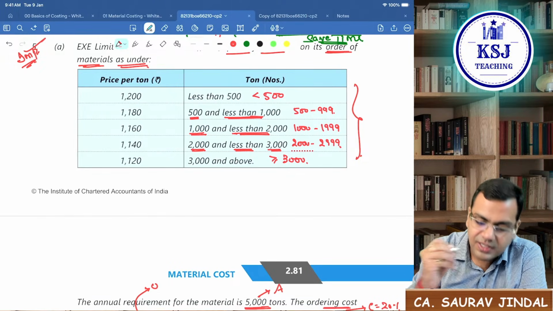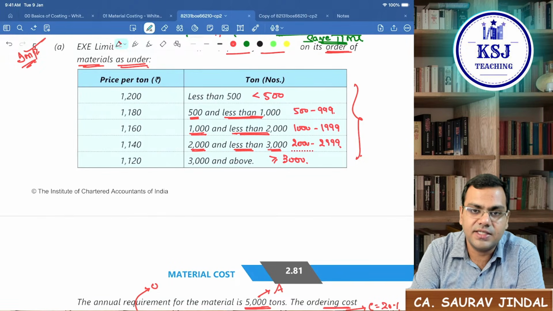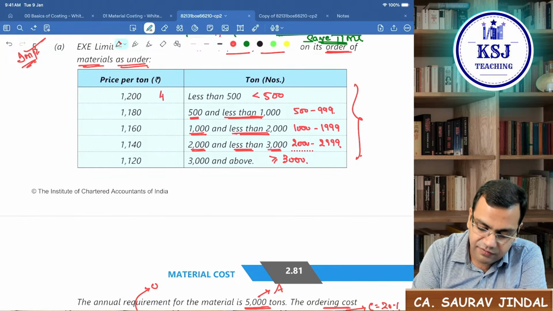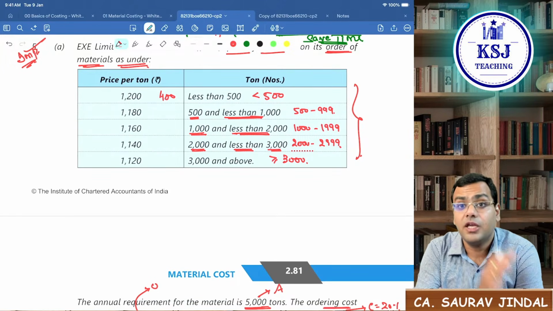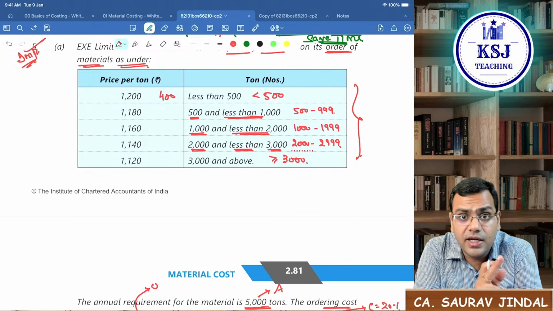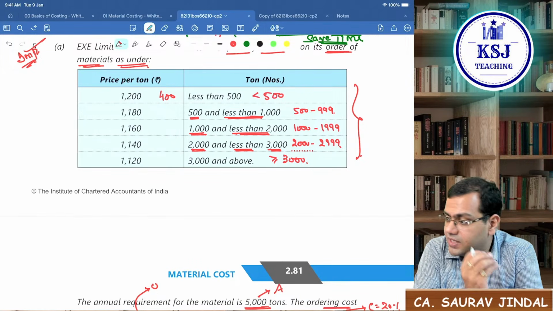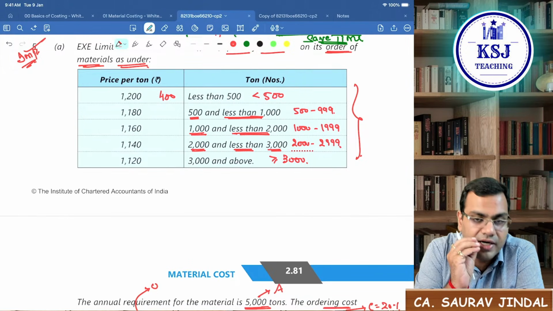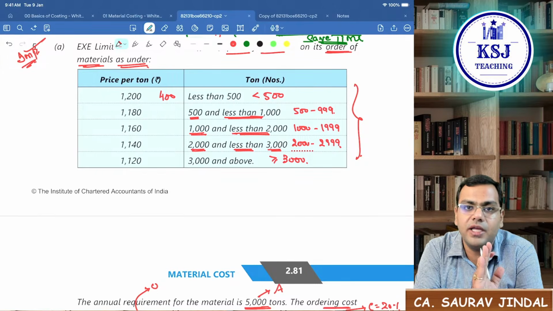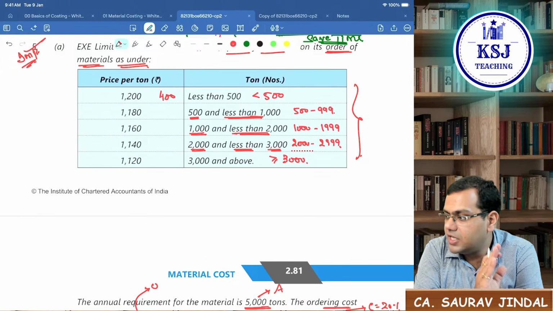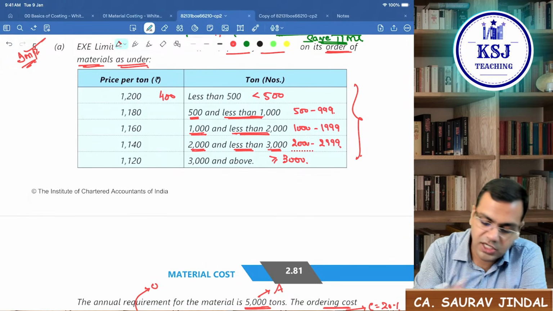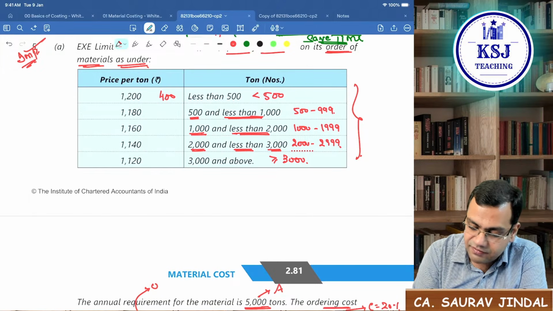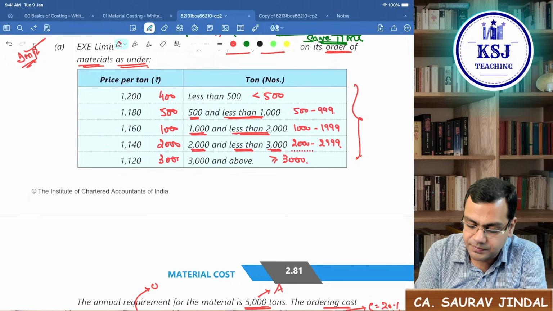Now, for simplification, less than 500 means we will take 400 quantity. You can take any quantity up till 499. You can take 472, you can take 473, you can take 499, any quantity. But for simplification, we take 400. Next, 500 to 999 means we can take 500. Here we take 1000, here we take 2000, and here we take 3000.